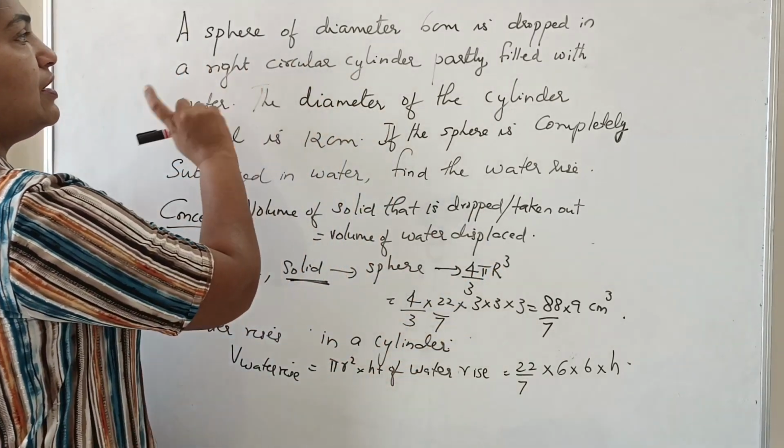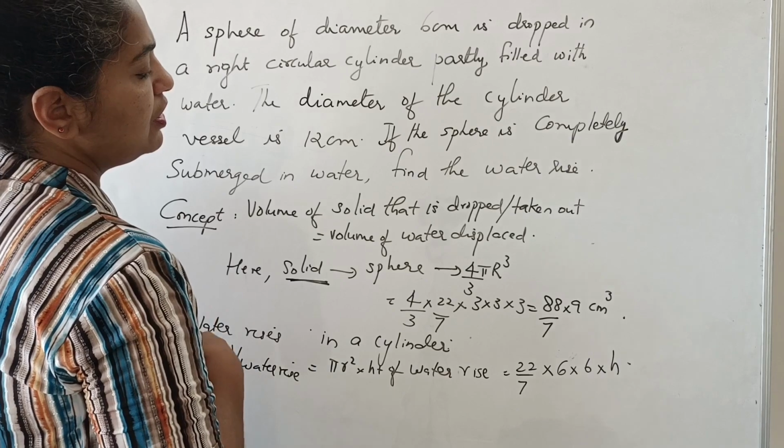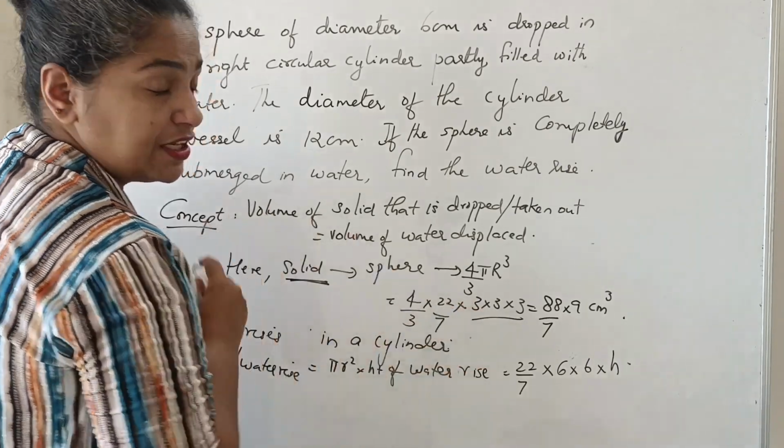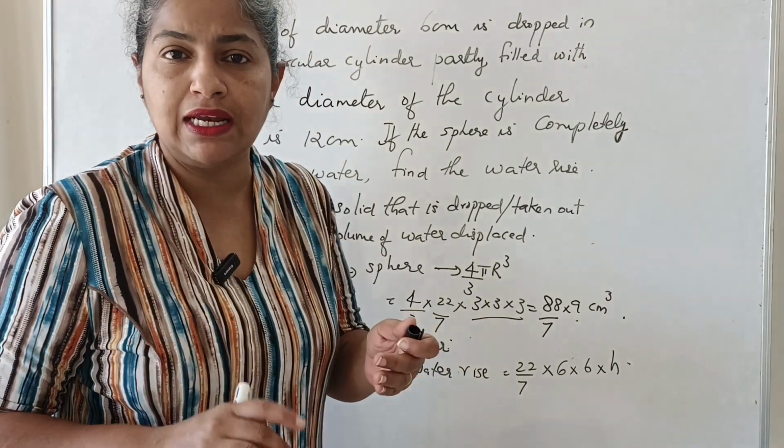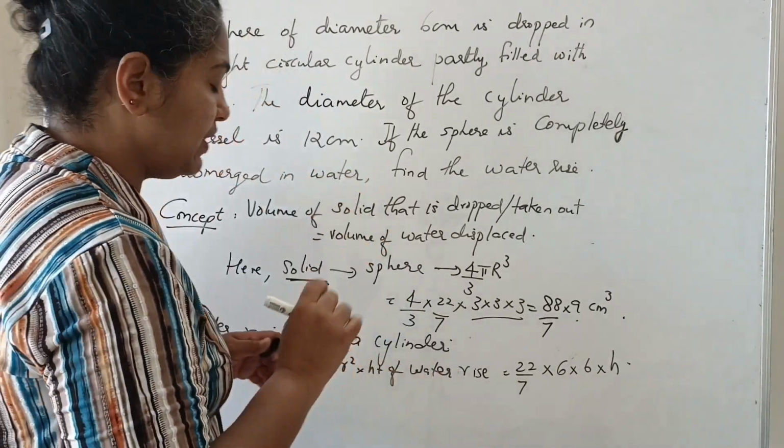Okay. So the solid here is a sphere whose volume is given by 4/3 πr³. The diameter is given to be 6 centimeter. So I have taken radius to be 3. So this is what I am getting. I am not solving it because that is not my final answer. I need to equate it to something else. I am leaving it there.